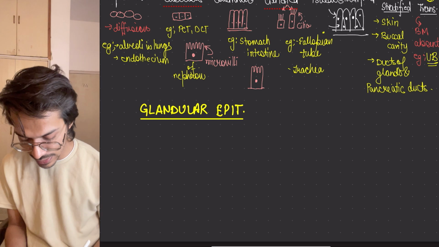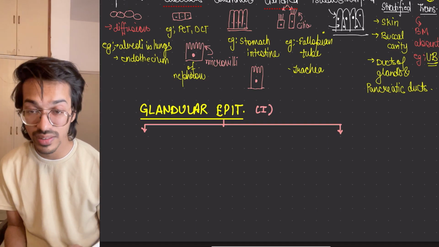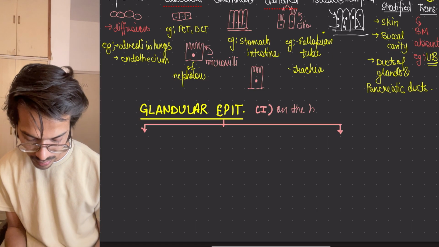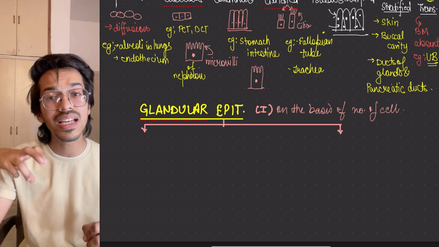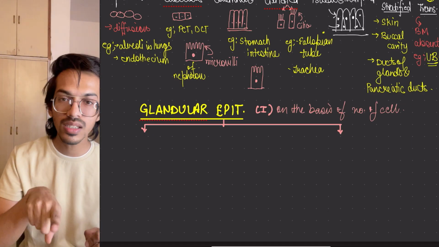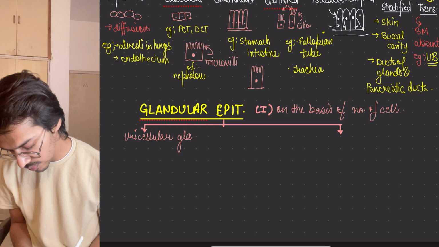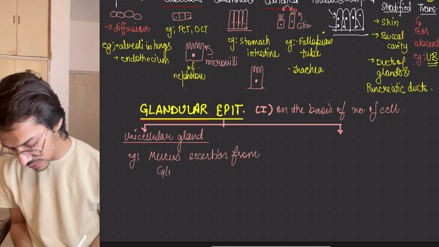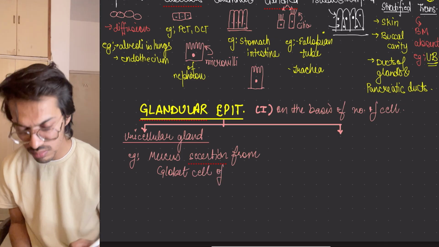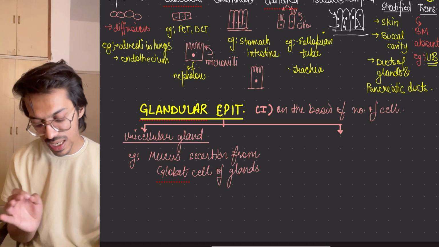So this glandular epithelium could be of two types. What are the two types? The first division that we are doing is on the basis of number of cells. Okay, it means if a single cell is releasing something, we call it the unicellular gland. Example, mucus secretion from goblet cells of your various glands, like your stomach and intestine, wherever the mucus is being secreted. So that is unicellular over here.